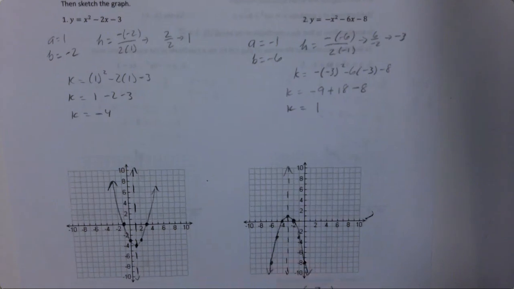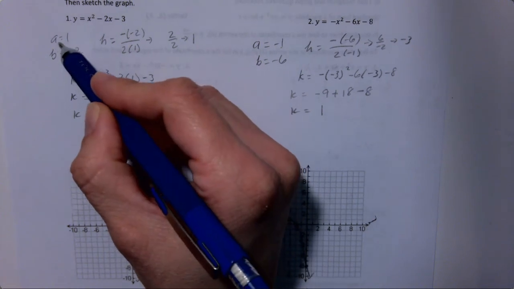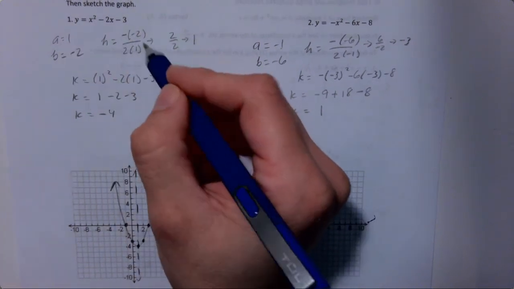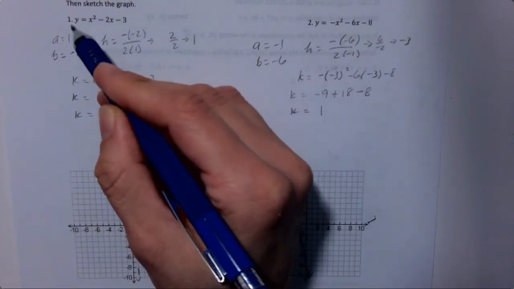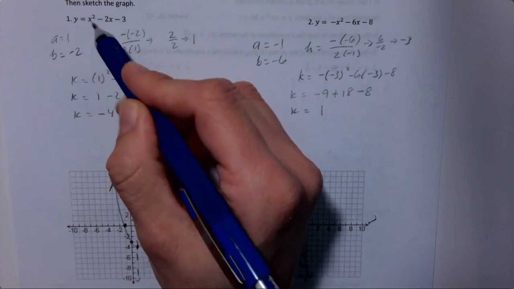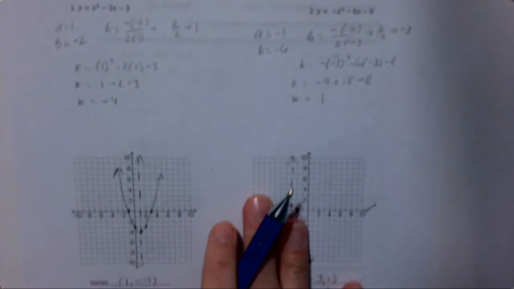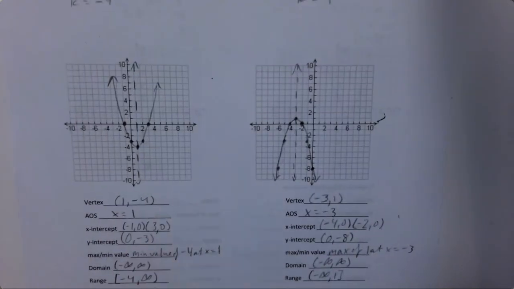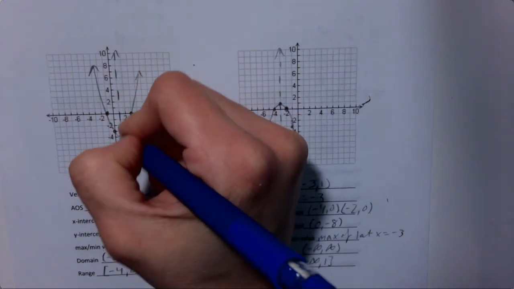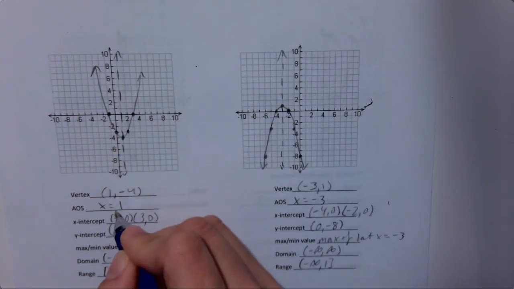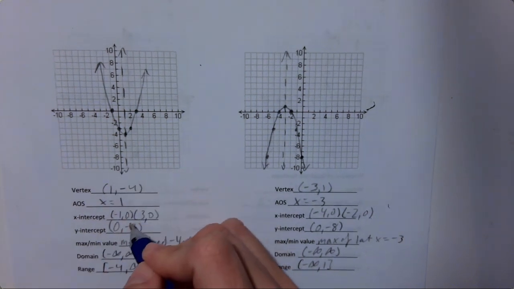Okay, so let's go ahead and go to number 1 here. When we plug in, remember we identify a and b, and h is negative b over 2a. So when I plugged in and solved for h, I got 1. And then to find k, remember, k is the y value, and you plug in this h value for x and you simplify. So when I simplify, I got my vertex was 1, negative 4. Then my axis of symmetry, remember, goes through the x-coordinate of your vertex, and it's a vertical line, so it's x equals 1.